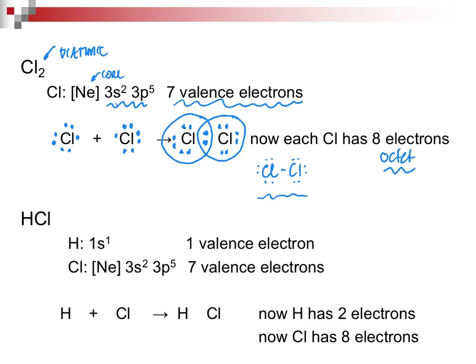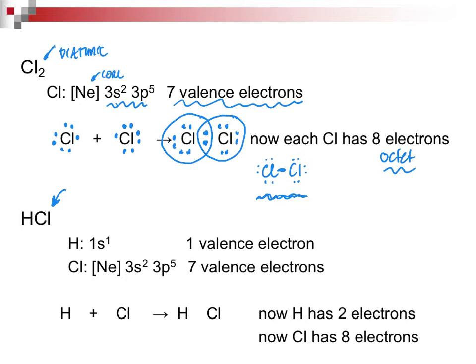But that would be our Lewis structure for a chlorine molecule. And notice, that's where the Cl2 came from. Each chlorine has an octet of electrons. So that's a diatomic. And the other one I want to show you is HCl, the molecule.